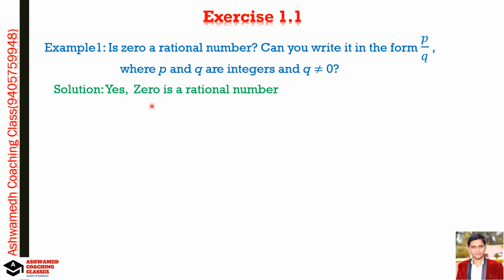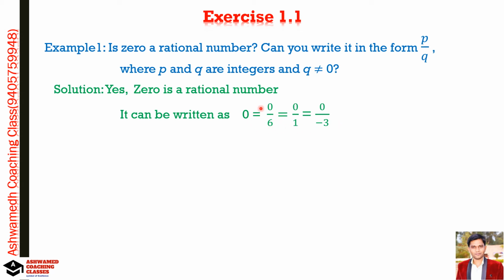Yes, 0 is a rational number, because 0 can be written as 0/6, 0/1, 0/(-3). So Q is never 0. See, 6, 1, -3, these are Q. P we can take as 0, no problem, but Q is never 0. We haven't taken 0 here. See, these are the integers.